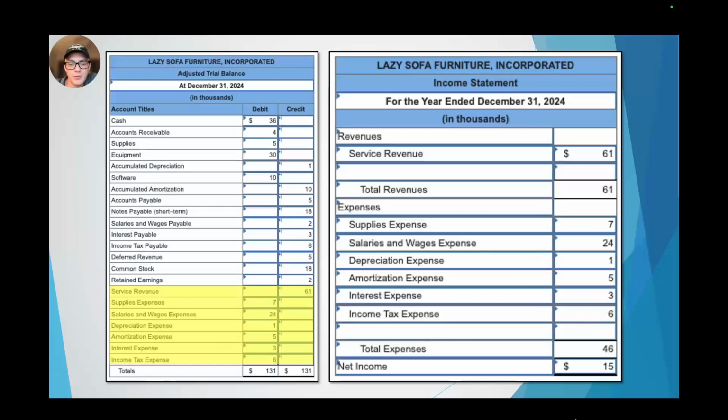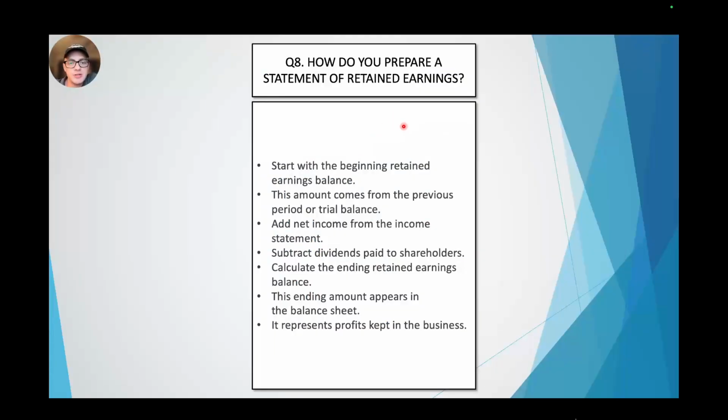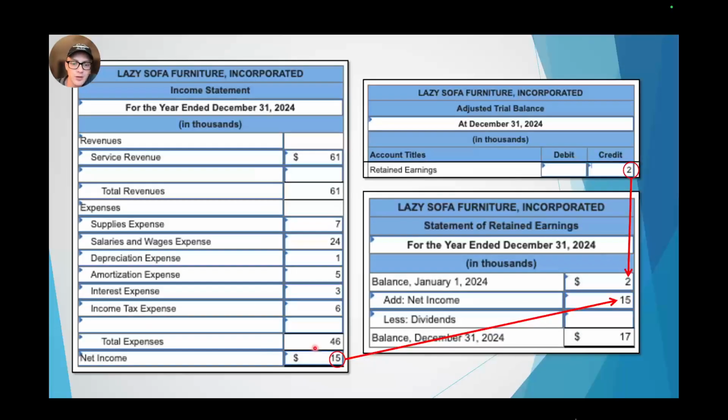Now, what happens next? How do you prepare a statement of retained earnings? Well, statement of retained earnings shows how retained earnings change during the period. It starts with the beginning balance, adds net income, subtracts dividends, and calculates the ending retained earnings. And in the case of this company, they do not have dividends, by the way. So, our net income is $15. Same income statement as the prior slide. We're looking at the same stuff.